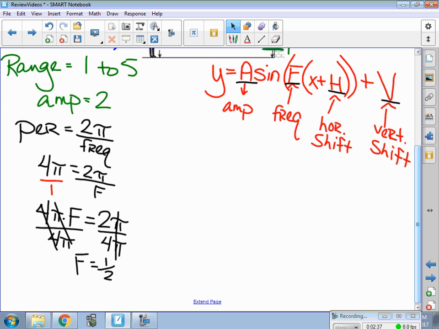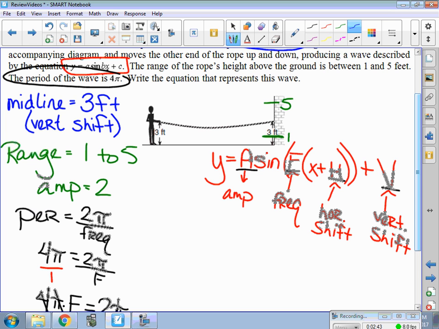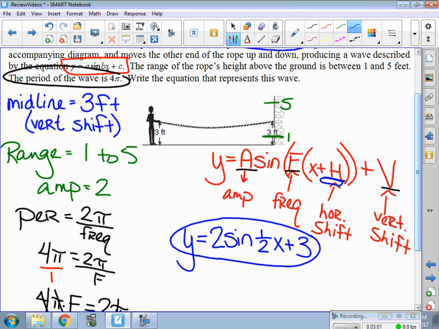So now when I go to write my equation, I've got all the pieces that I need. Okay, in the format that I'm given, I've got y equals my amplitude, which we determined is 2, sine my frequency, which we just determined was 1/2, x, and then plus my vertical shift. We don't have a horizontal shift in this case because there's nothing in parentheses with x, so my vertical shift was 3. And here is our equation.